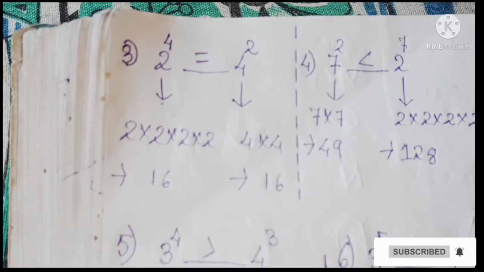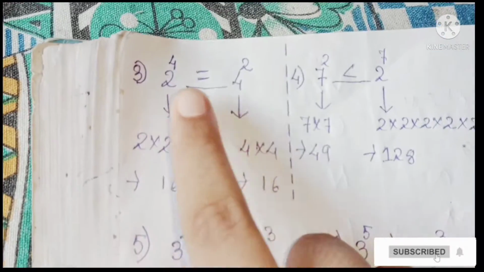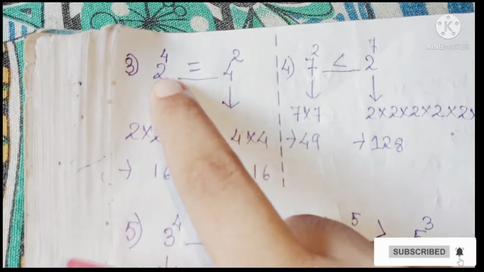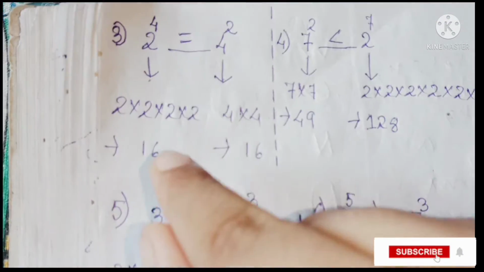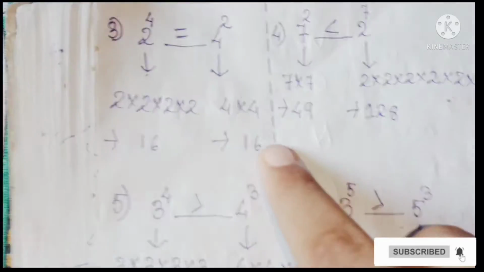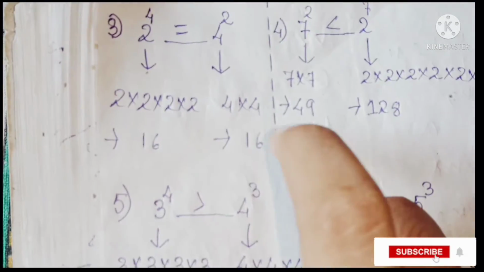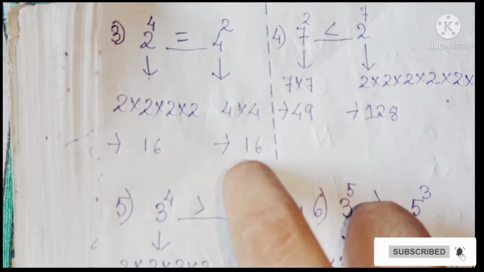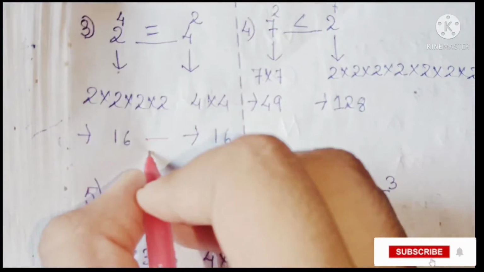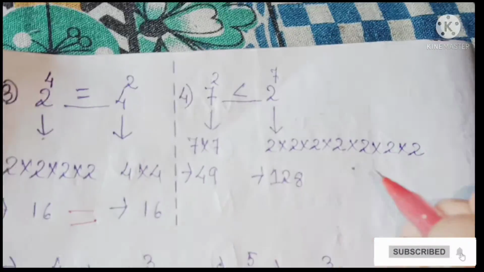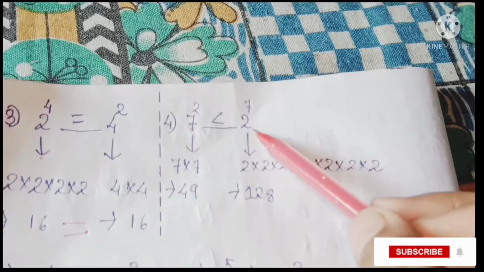And then number 3 is 2 to the power 4 dash 4 square. 2 to the power 4 means 2 multiplied 4 times, which gives us 16, and 4 square means 4 multiplied 2 times, which gives us 16. So here 16 and here also 16, so the result will be the equal sign. Now in number 4, 7 square, and here is 2 to the power 7.